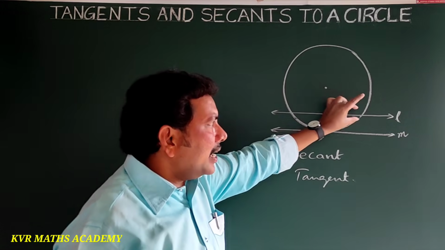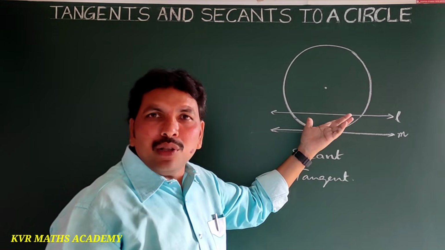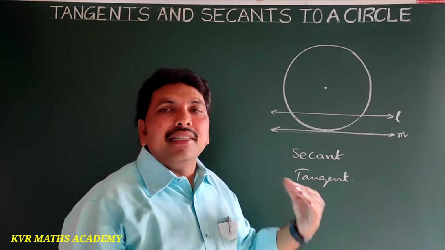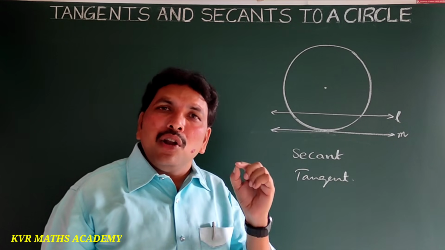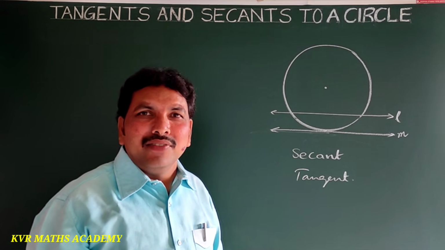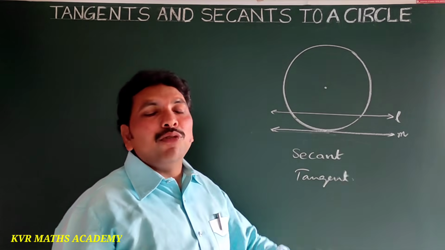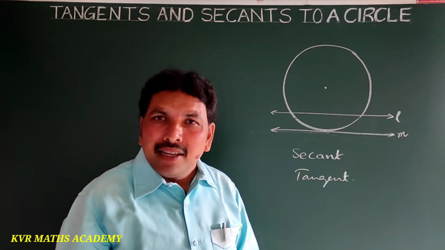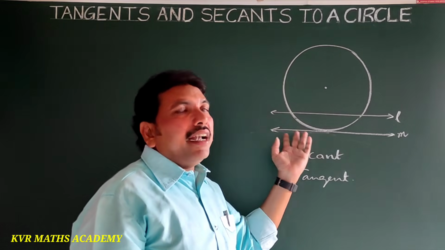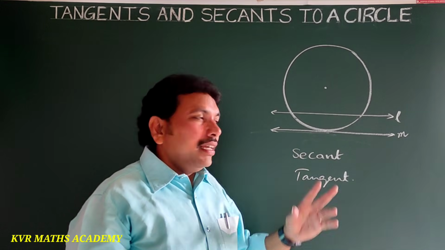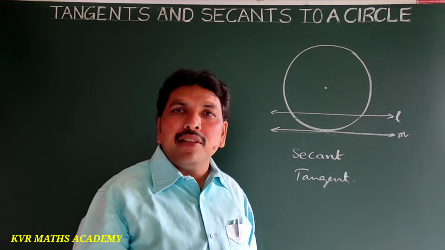A secant touches 2 points on the circle. Next, a tangent touches at one and only one point on the circle. Right? So how many tangents can we draw on a circle? Yes, there will be an infinite number of points on the circle, no? There will be an infinite number of points on the circle.